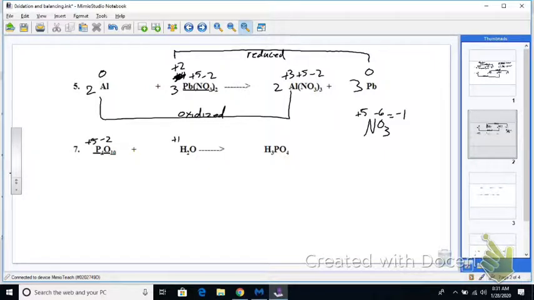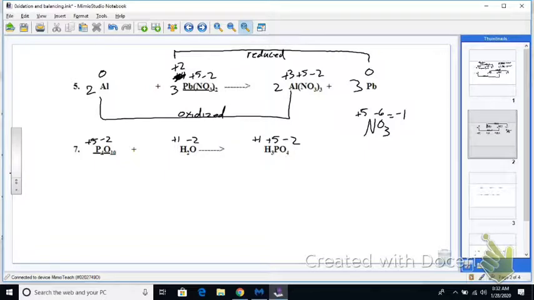-2, +1, -2, +1, +5, -2. That's not a redox reaction. Does it make sense why it's not? Are the values any different on the right than the left? So if you get an equation that has no change in values on the right or left, we don't call that a redox reaction. And we will not draw arrows, because there's nothing to draw lines to.